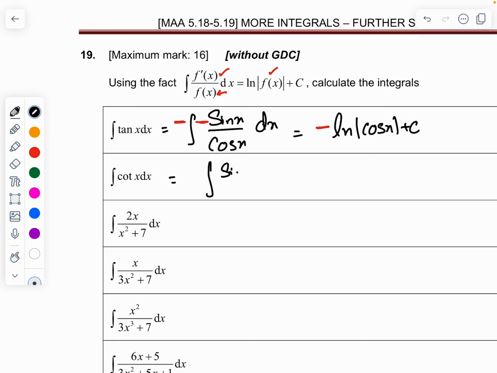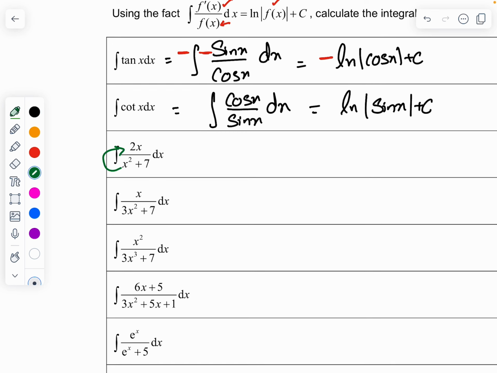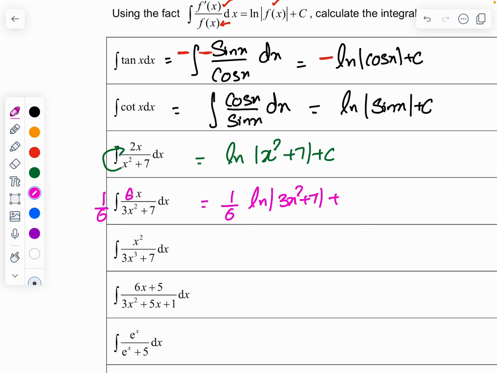Cot x can be written as cos x upon sin x. We can clearly see that the sin x derivative is cos x, so directly ln sin x plus c. Now we can clearly see that the x square derivative 2x is there, so ln of x square plus 7 plus c. 3x square derivative is 6x. 6 is missing, so what should I be doing? I will be multiplying and dividing by 6. So it becomes 1 upon 6 ln of 3x square plus 7 plus c.